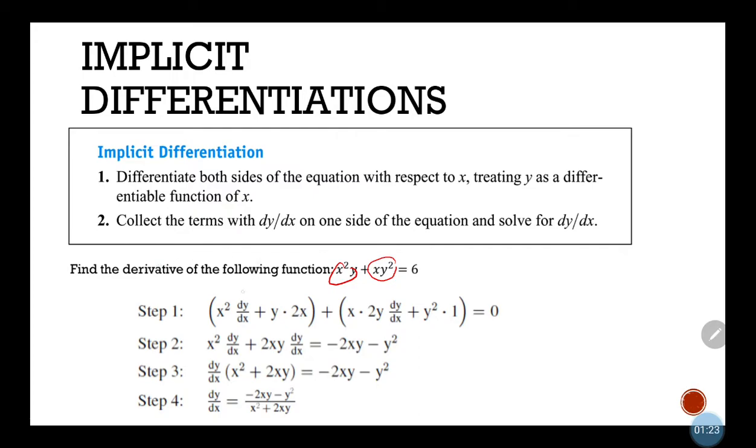The second step is to collect the terms. This is what I mean by collect the terms with dy/dx on one side of the equation and solve for dy/dx. So for your syllabus, you have to solve for dy/dx up until this point, until you can get this. So this is the final answer.